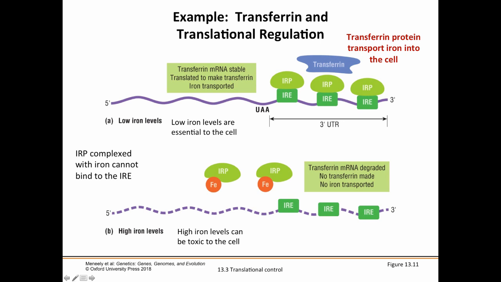However, when iron is in high abundance, once again, these IRPs, these iron response proteins, basically complex with iron, and that removes them from these iron response elements. The stabilization of the messenger RNA is removed, and as a result, the messenger RNA breaks down, and so you get less translation of transferrin. And so you have less transferrin, you have less iron being brought into the cells, because iron at too high a level is toxic to cells.